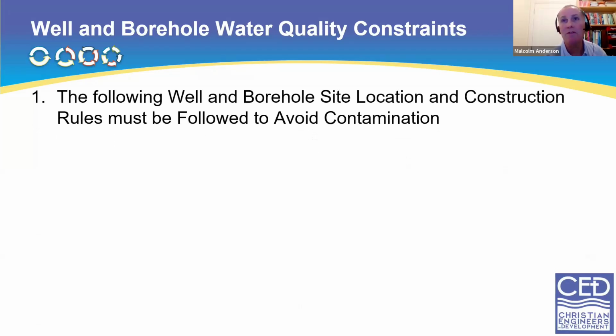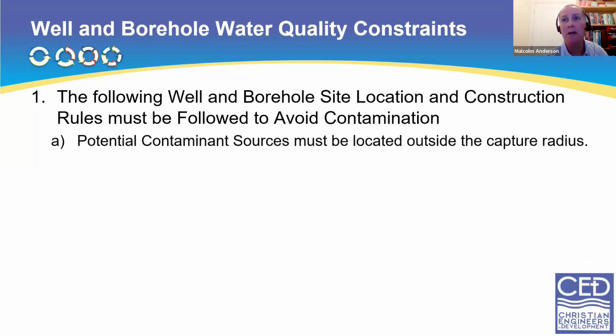So some rules to follow during site location. In addition to making sure that the site is upstream or sidestream from a particular contaminant source, you also need to make sure that it's outside of the capture radius. And the capture radius can be most easily thought of.